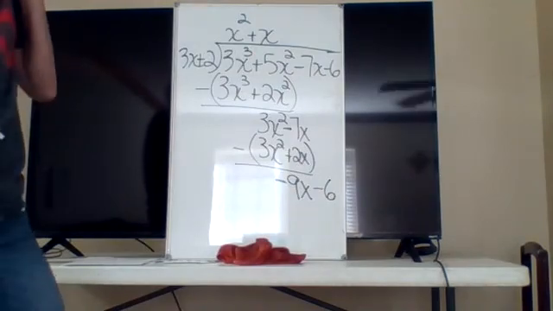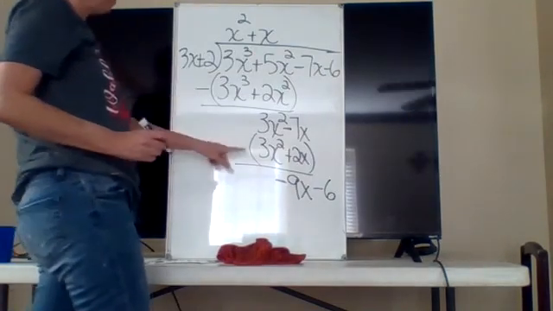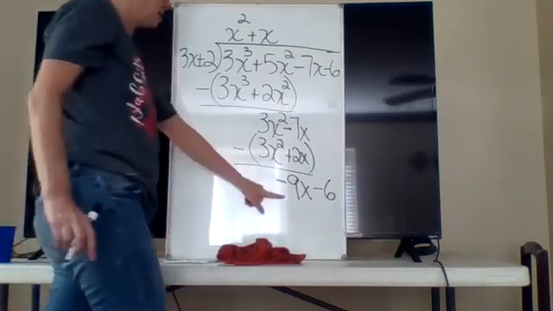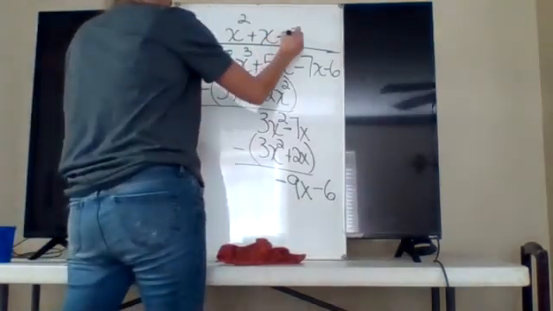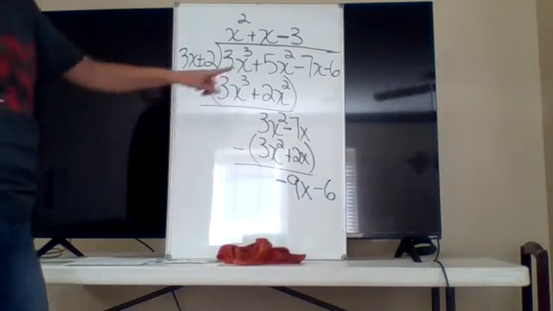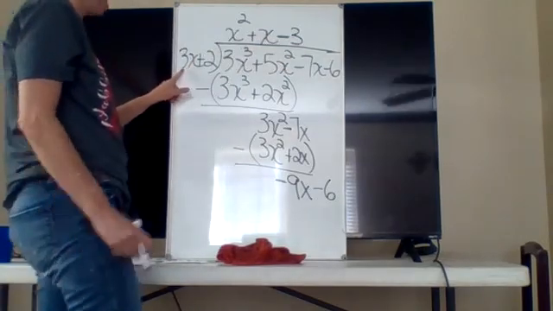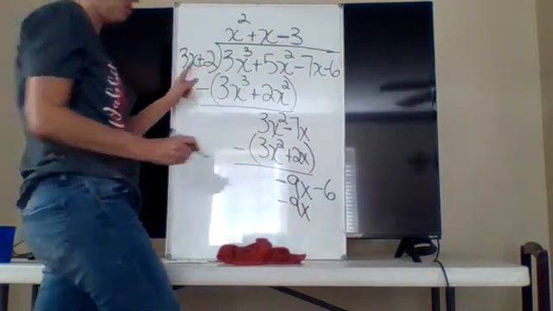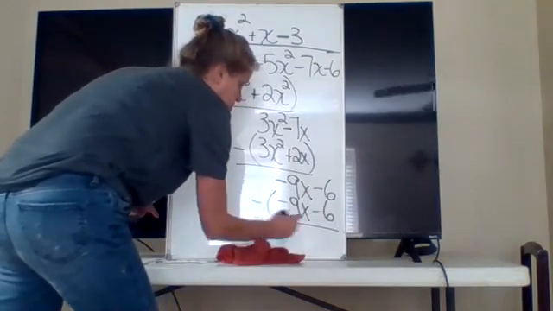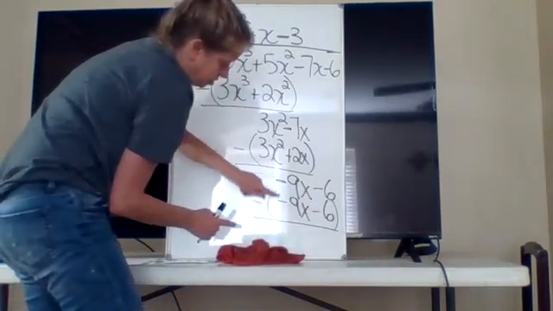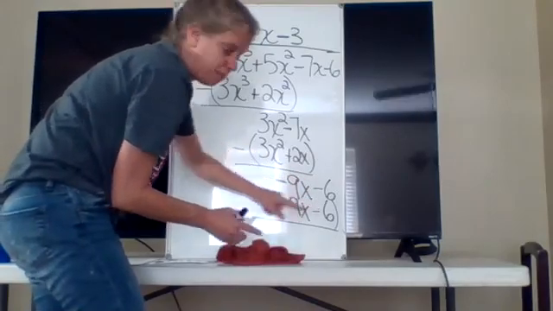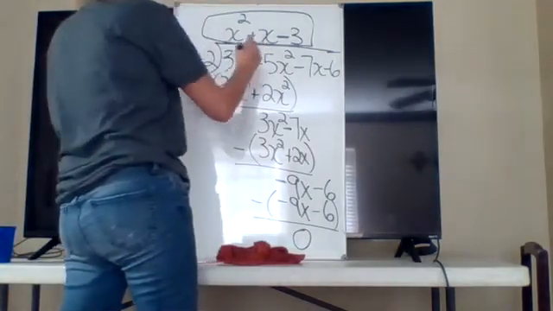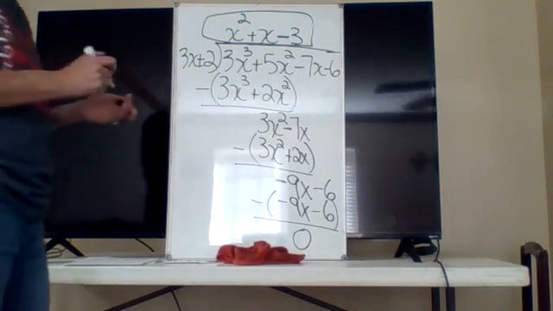And start all over for the last part. So let's see. I've got 3 times 3x times what to get negative 9x? I need negative 3 times 3x to make it negative 9x. Negative 3 times positive 2 gives me negative 6. And then when you subtract that, once again, these are the same and these are the same. So what does that mean you're going to get when you subtract? Nothing, which means there is no remainder, which means here is your length, which is your answer.